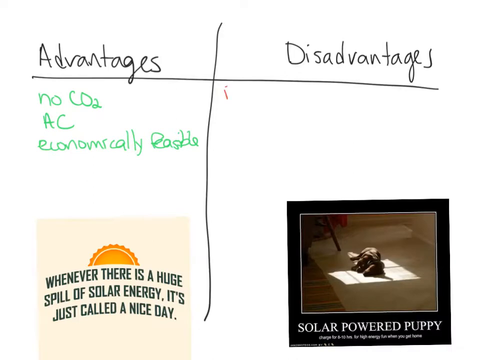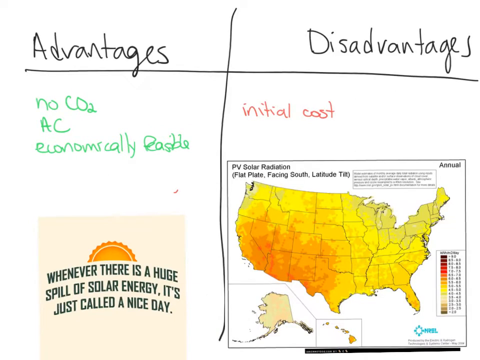Some of the disadvantages: there is an initial cost up front, even though it will get paid back. Another one is that there are parts of the country where average solar radiation is low. So you can see here's a map of the country, and you're going to get really high radiation in Arizona, Nevada, Southern California, but not so much in the Northeast.